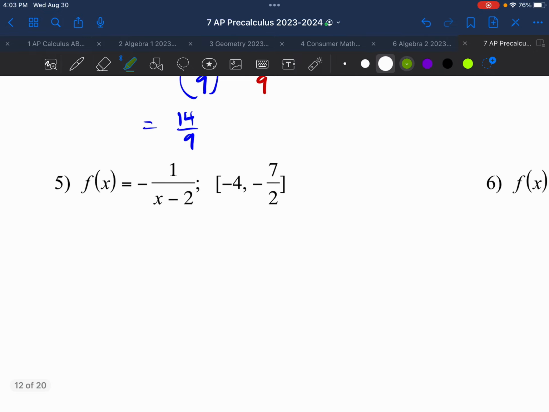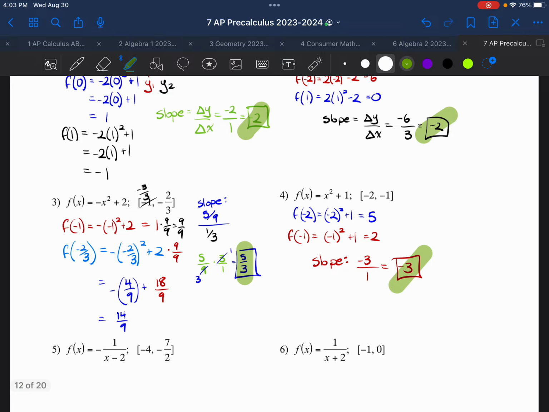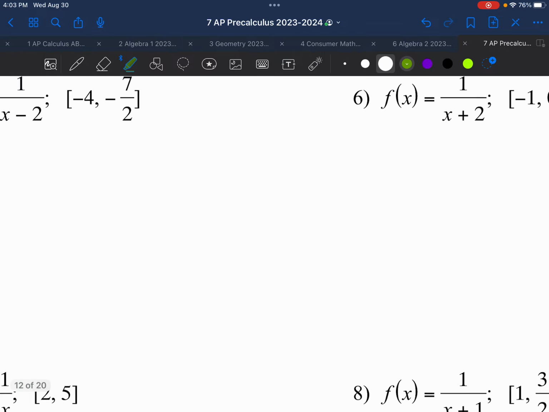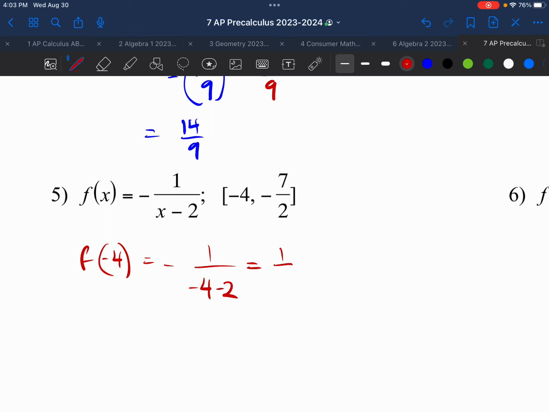Notice that the first 4 were polynomial, quadratic specifically, and the last 4 are going to be rational, which means they're fractions. So again, I'm going to be plugging in. I'm going to do f of -4, and this is going to be equal to negative out front, 1 over a -4 minus 2, and -4 minus 2 is a -6. Make it a negative again, and it's going to be a positive 1/6.